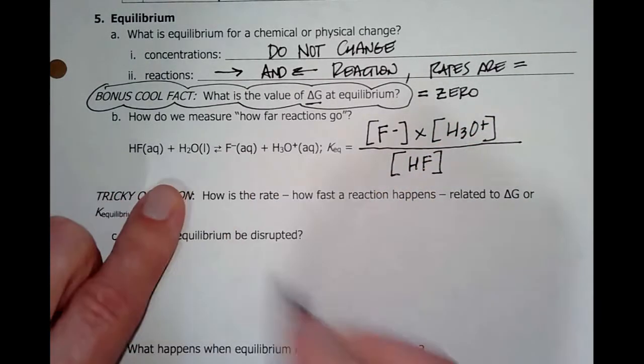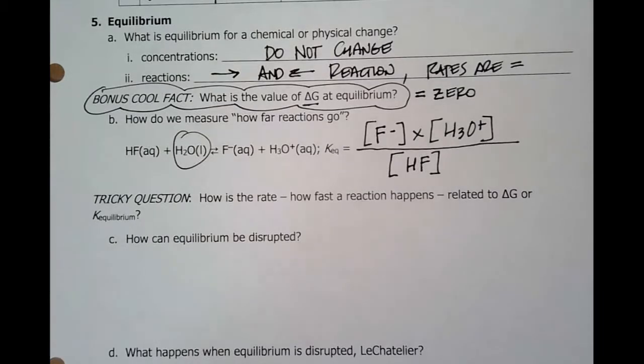HF. And I don't use that, right? I think it was just 1. Mathematically, think of it as 1. Products over reactants ratio, basically.